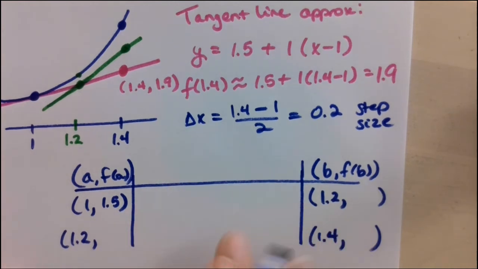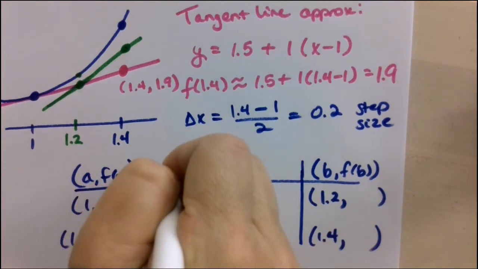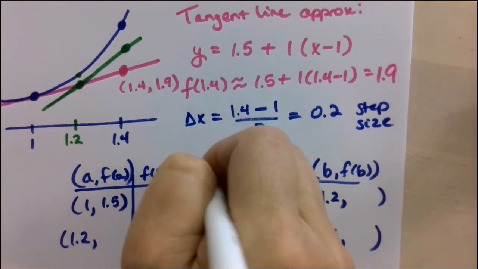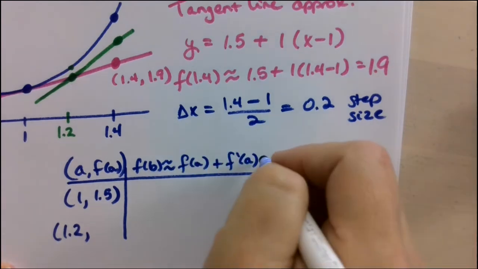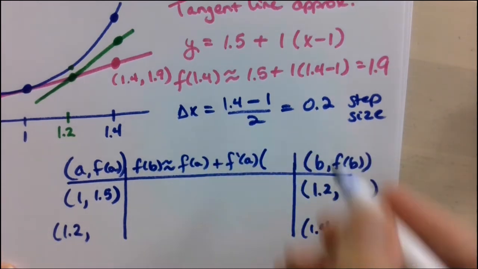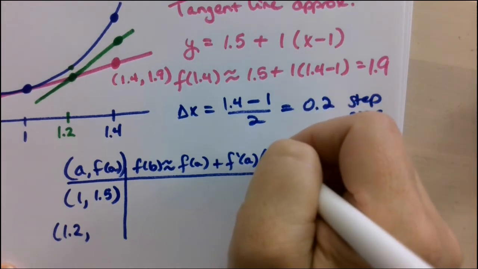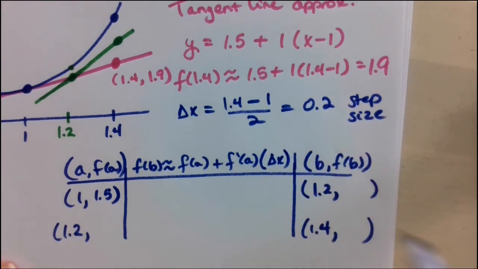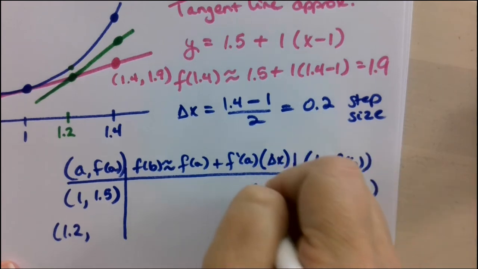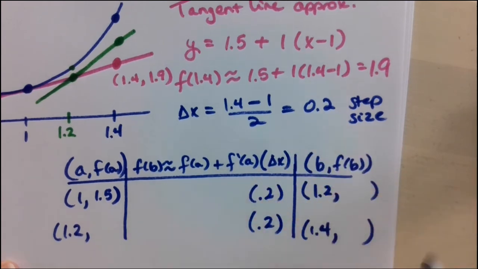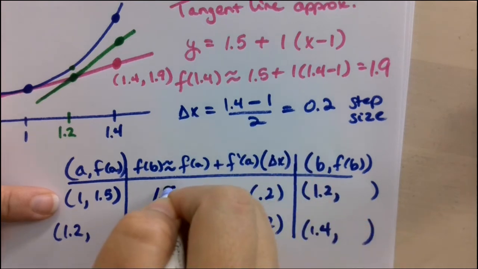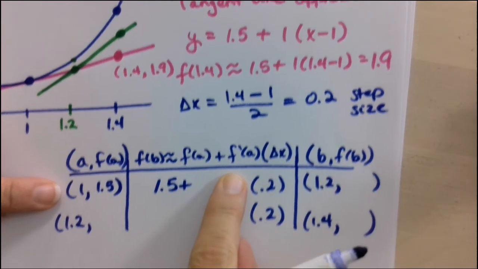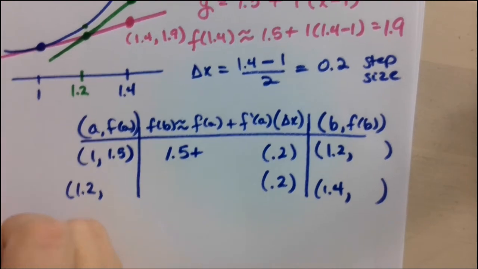Here in the middle, we're going to use our tangent line formula. So the f of b is going to be approximately equal to whatever my f of a is plus f prime of a times, and I know we're used to x minus a, but this is going to be our step size, our delta x, which in this case is going to be 0.2. In fact, I'm going to just go ahead and write that in. My step size is always going to be 0.2. So if I plug in 1.5, that's my f of a, plus I need f prime of a, and I'll just write this down here.